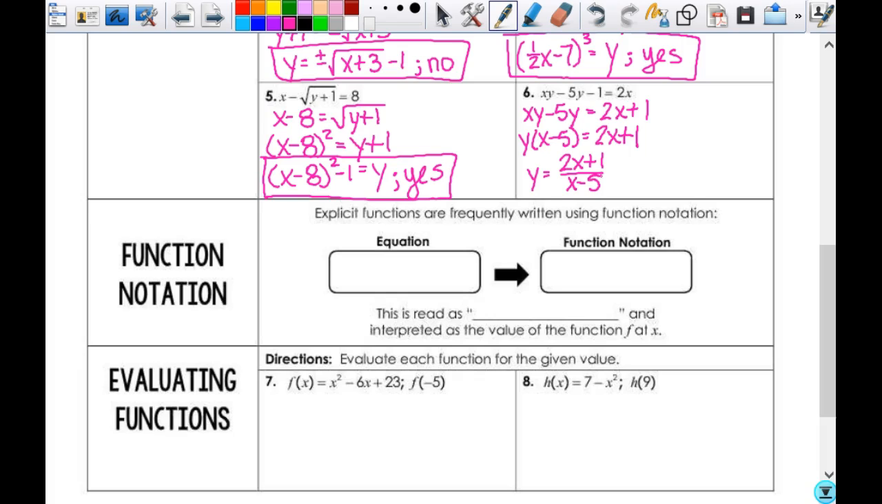You graph these, you spend lots of time on them. Is this a function? Yes, because they were called rational functions, if that helps you at all. So even if that's the only way you knew, like you know it's a rational and you remember doing rational functions, well, there you go.